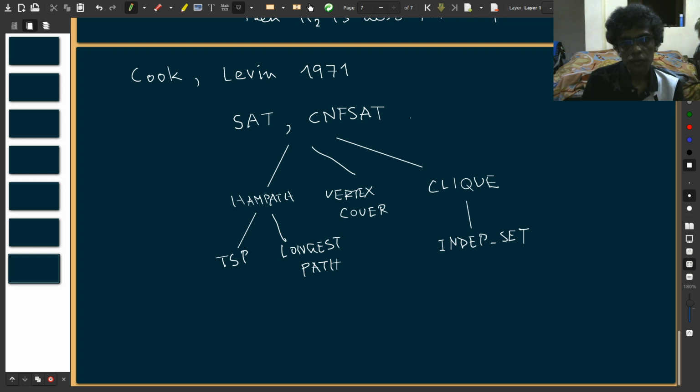Using those as first examples of NP-completeness, we make these second generation stars. Okay, and then again, assuming that these second generation stars are NP-complete, we will consider third generation stars, and then fourth generation, fifth generation, sixth generation. This way, people have identified thousands of problems as NP-complete. Okay. So, what is SAT and what is CNFSAT? Let us see this.